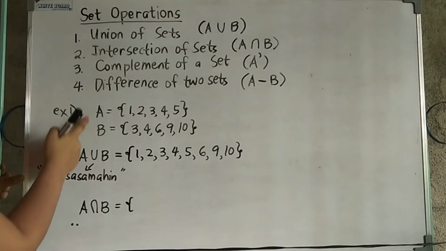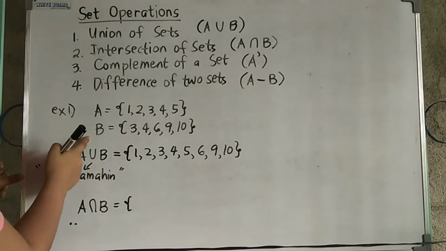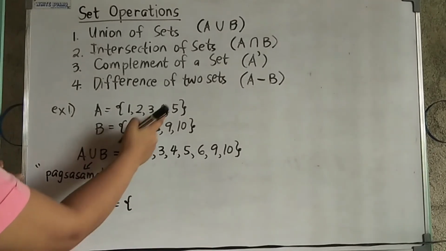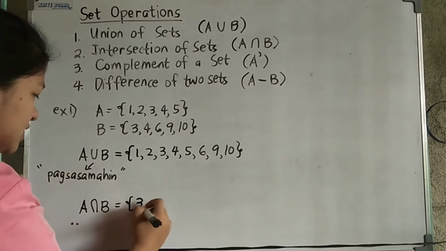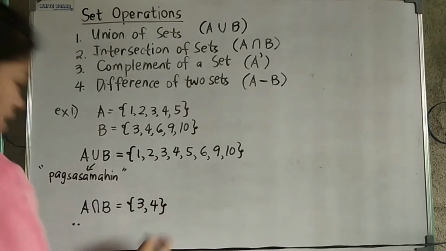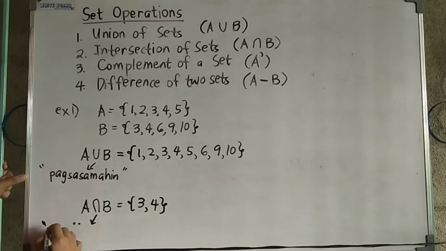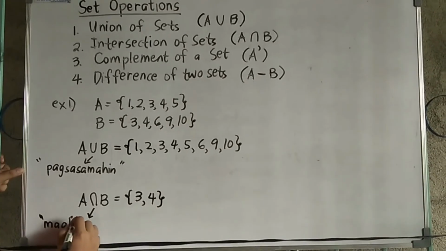So, you look at set A and set B. Alin po ang elements na common or magkapareho? So, you have here numbers 3 and 4. So, that is A intersection B. Ganun lang po kasimple. So, ano po ang ating clue kapag intersection? Magkapareho.